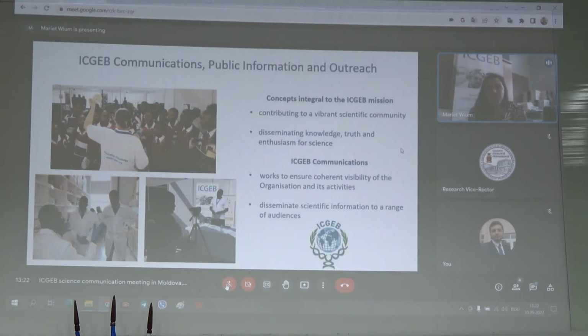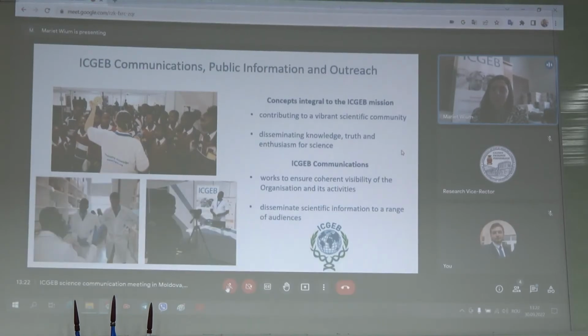I know my colleague Suzanne Kubavcic spoke yesterday and my colleague Marit spoke today a little bit about what we do, but we can quickly recap. Concepts integral to the ICGEB mission are to contribute to a vibrant scientific community and to disseminate knowledge, truth, and enthusiasm for science. How do we do this? We have a global team headed by Suzanne that spans 3 components in Trieste, Italy, New Delhi, India, and in Cape Town, South Africa.